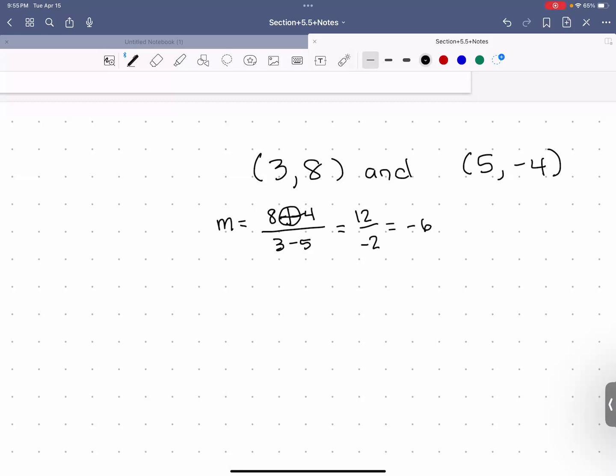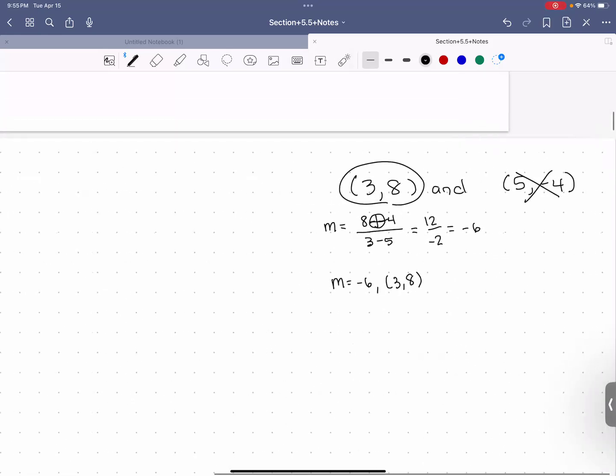Now that we have our slope, we no longer need both of these points. It does not matter which one we choose. I'm going to use this one just because I'd like to have positives instead of negatives. Again, it will not change my answer if I pick the other point. So now I'm working with my slope of -6, my ordered pair 3, 8. And again, that takes us back to those examples we were doing a moment ago.